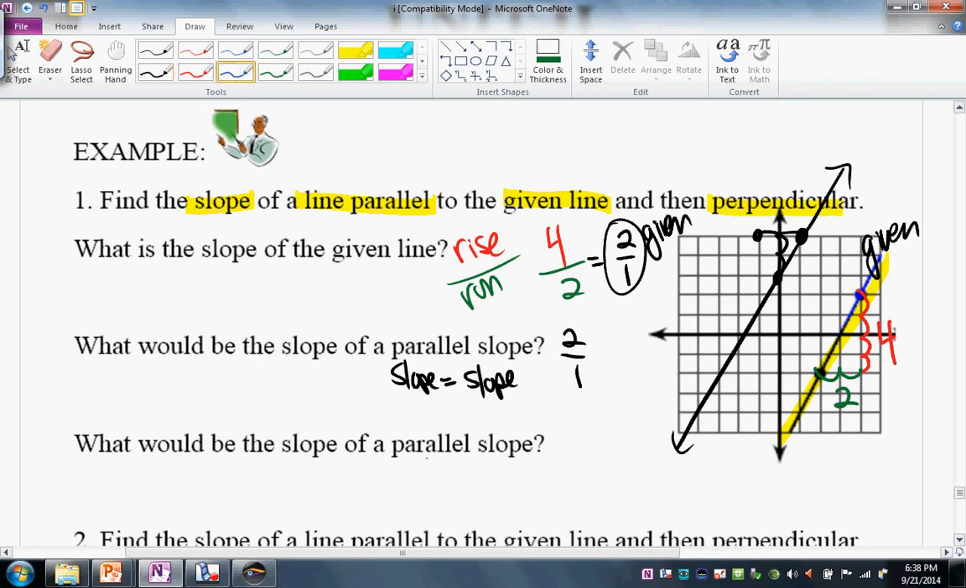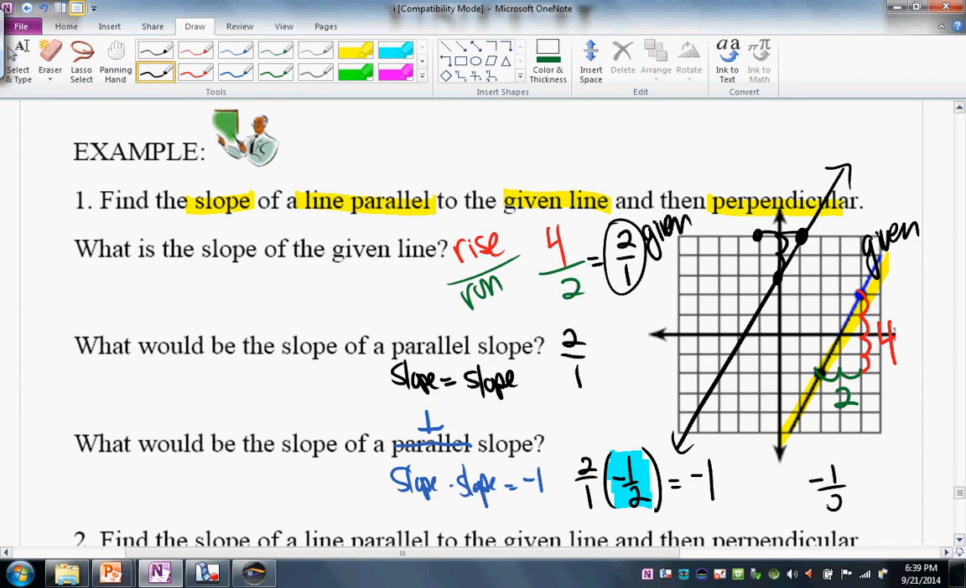This should read what would be the slope of a perpendicular line, since we already did parallel. In that case, slope times slope equals negative 1. So to find that slope, we're going to go 2 over 1 times something equals negative 1. And you ask yourself, what is that something that goes here? It's going to be the opposite reciprocal, so it's going to be negative 1 over 2.